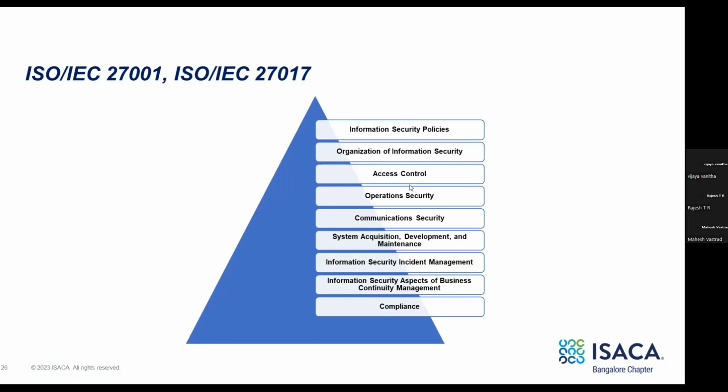Okay, then again technical specification 23167 and 27018. So these are all documentations we can require while doing the multi-cloud environment auditing or multi-cloud compliance. Okay, organization of information security, access control. Access control is a major thing in the cloud platform. Then again communication security, systems acquisition, development and maintenance, information security incident management, logs. We need to collect all the logs.